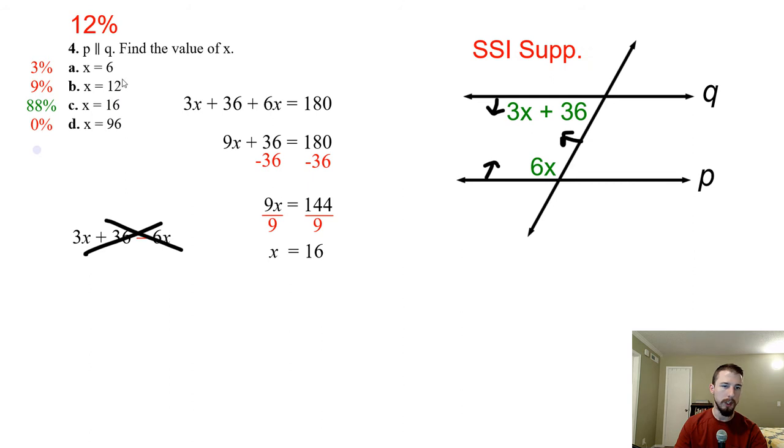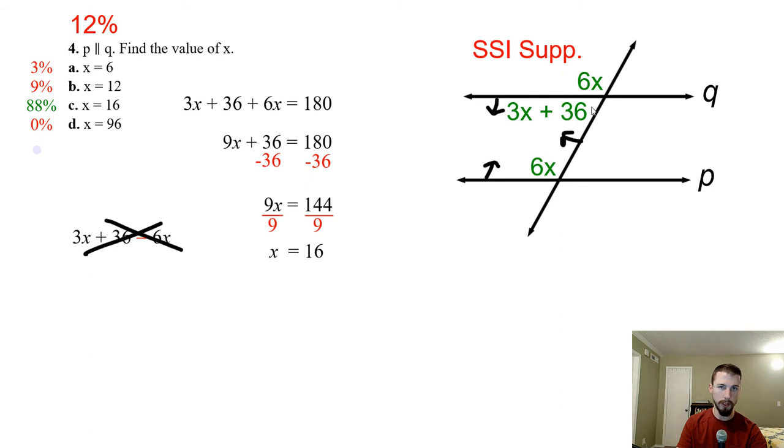I believe if you got 12, that's because you set them equal to each other. So again, look at your angle pairs, figure out how they relate to each other. If you're not sure, you can also just move the corresponding one. So from the top left to the top left up here, then you'll notice these two are not the same angles.